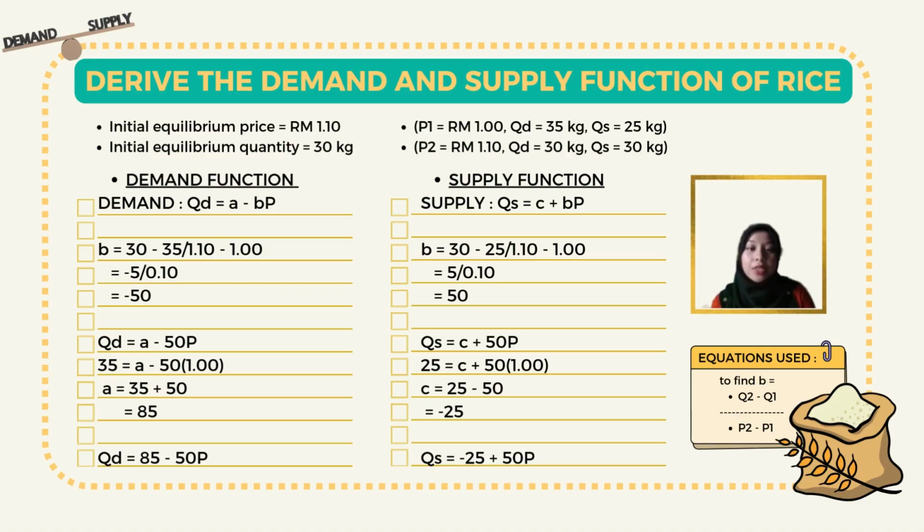So QS equals C plus 50P. QS being 25 equals C plus 50, P at 1 ringgit. C equals 25 minus 50, and finally C equals negative 25. We will then have the supply function QS equals negative 25 plus 50P.